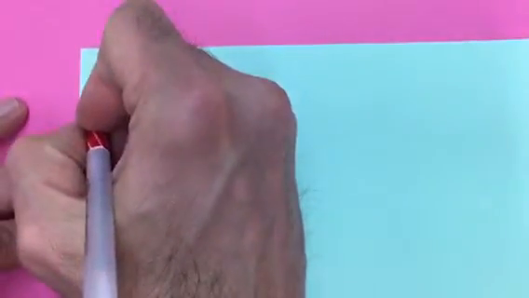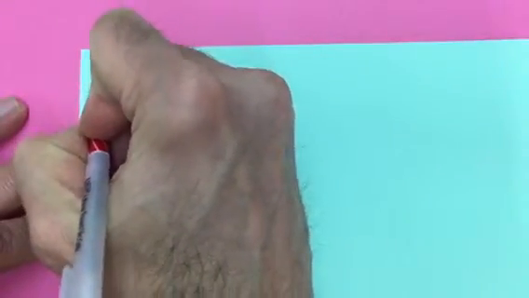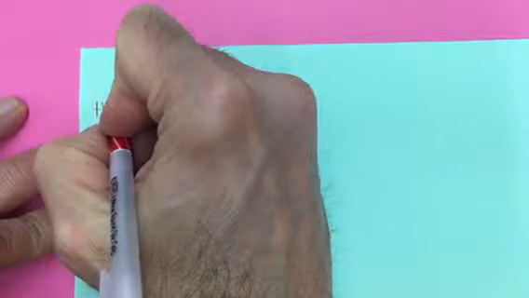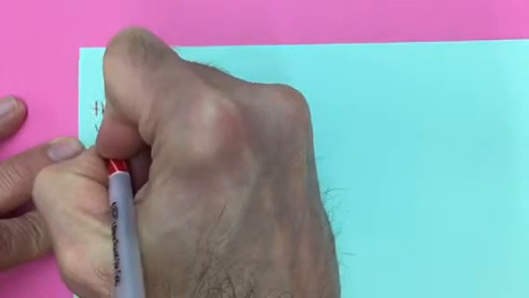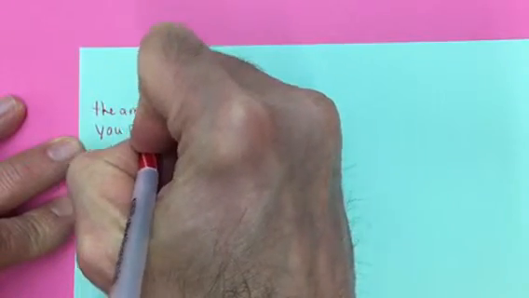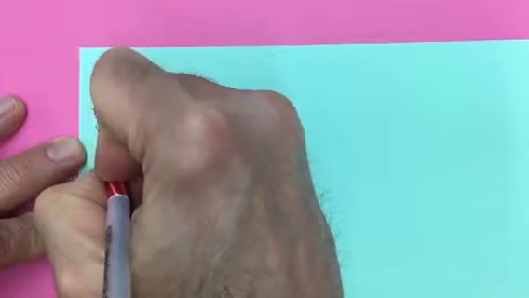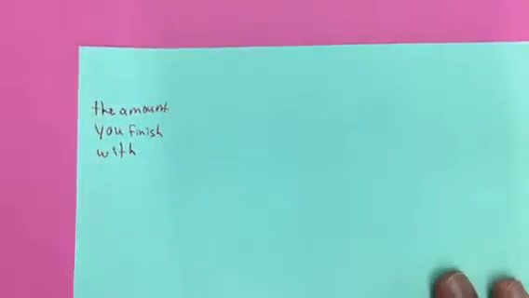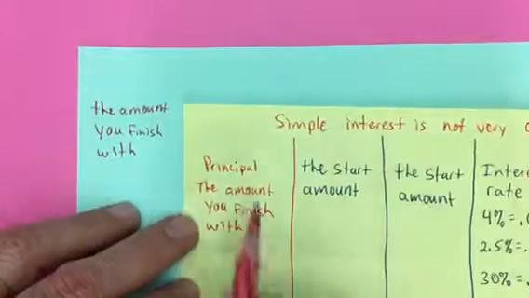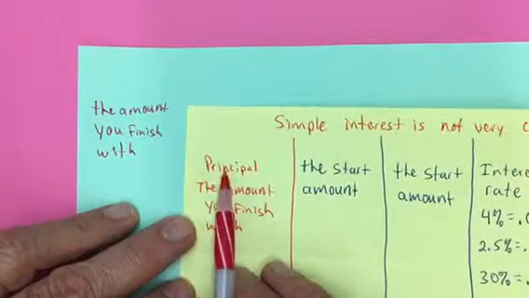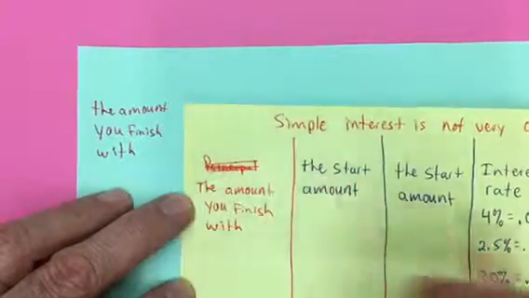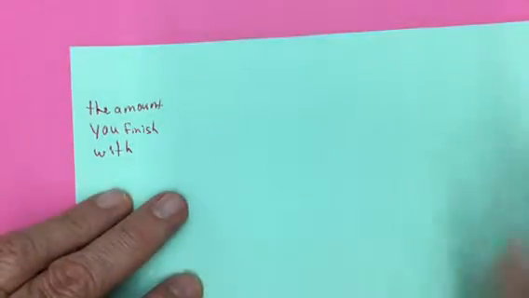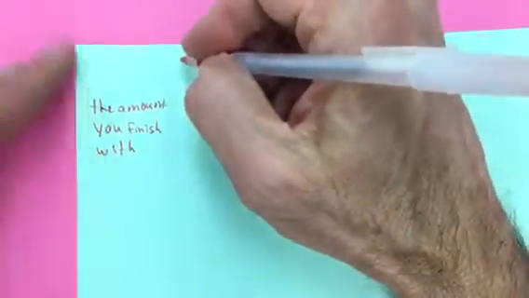This is your the amount you finish. And I have to, this is a mistake. It's not principal, it's your total. Cross it out. That happens. The amount you finish with, okay? There's my line.